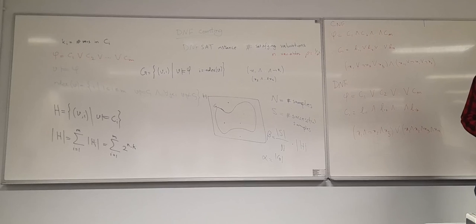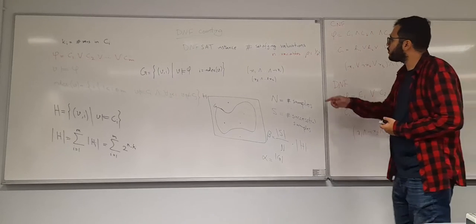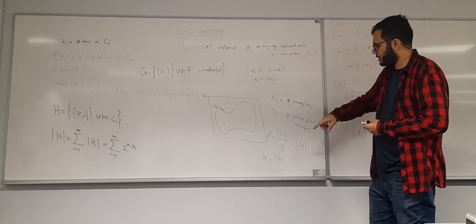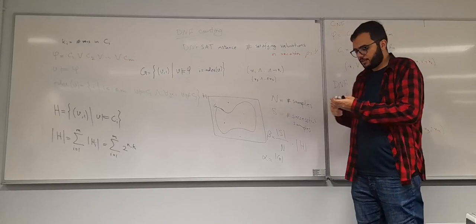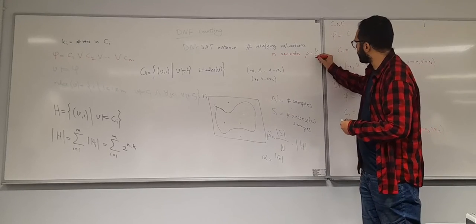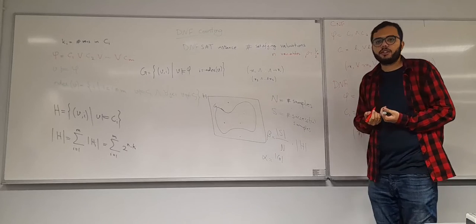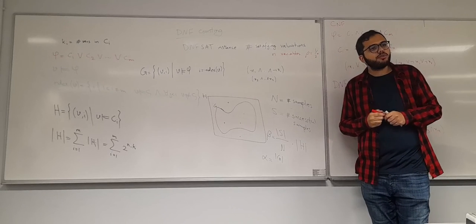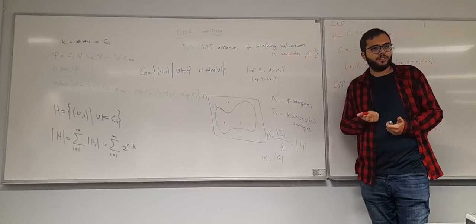Now, why did I care about this? Why did I do all these weird things? Because my problem before was that this ratio rho, which was the ratio of the size of G to the size of H, could become terrible. It could be 1 over 2 to the power of n. But now I want to prove that this ratio is small.